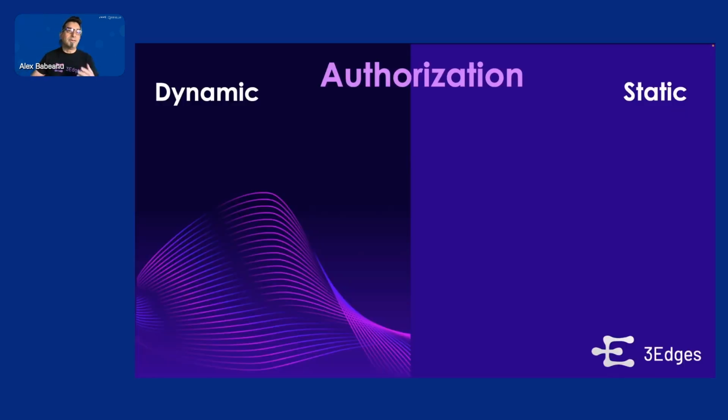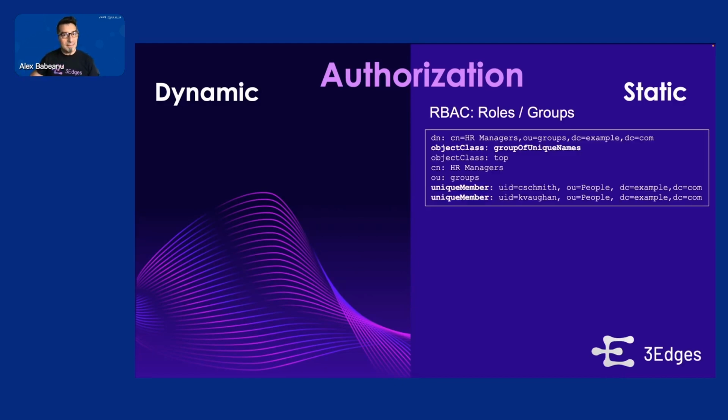So here we need to differentiate between static and dynamic authorization. Static authorization is, for example, roles. Here's an example of an LDAP group, which is often used for role-based access control. Here's a group, and as you can see, in static authorization, we define sets or buckets, and in there we list a number of members. So for example, here we have a role with a number of unique members.